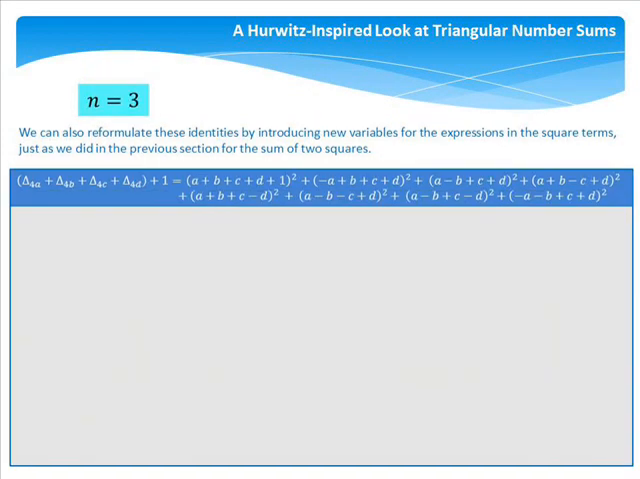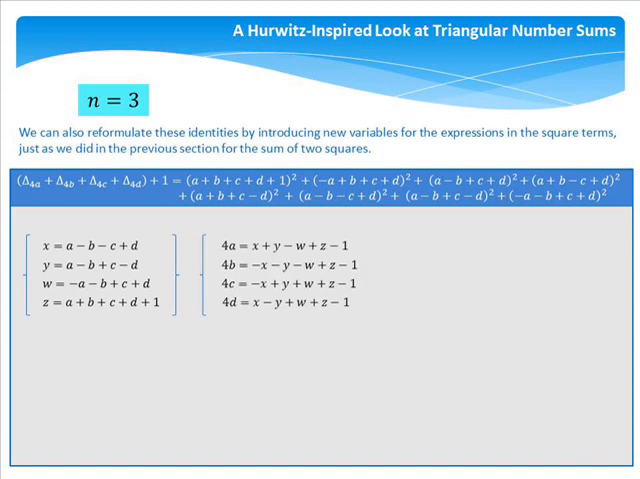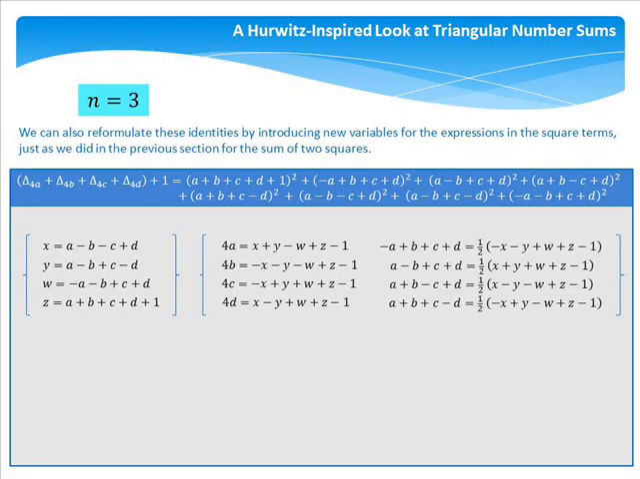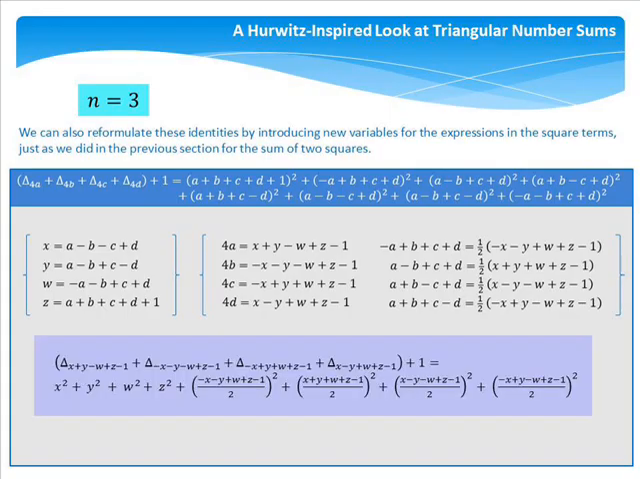For n equals 3, we choose the squares 1, 6, 7, and 8 as variables x, y, w, and z. Linear combinations of these result in 4a, 4b, 4c, and 4d on one side, and the remaining squares 2, 3, 4, and 5 on the other. This leads to a neat identity involving variables x, y, w, and z.